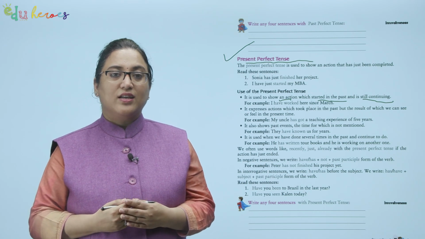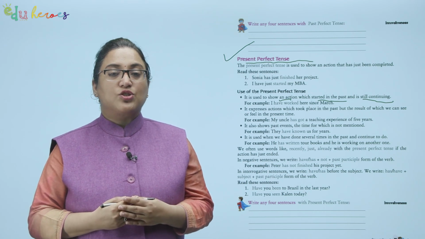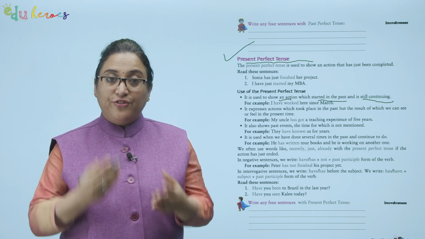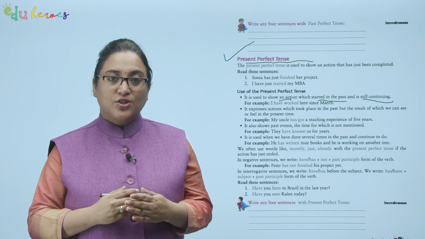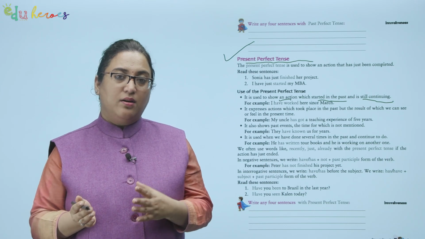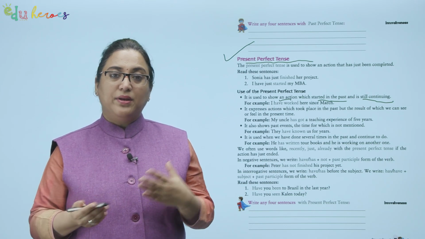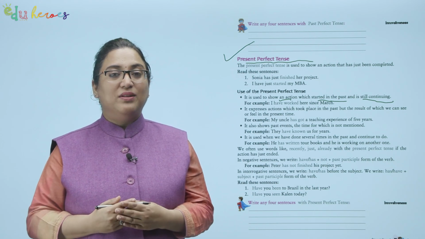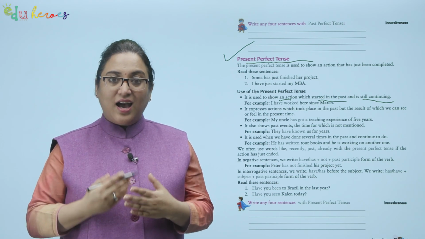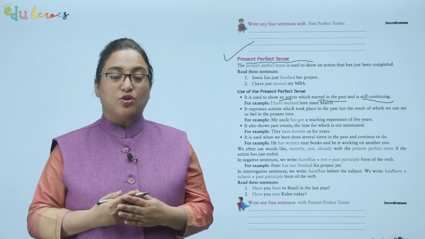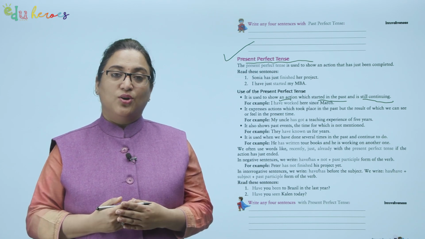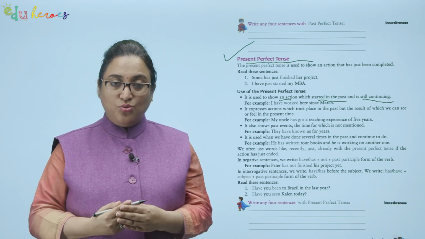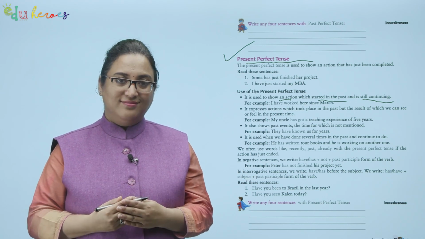It expresses actions which took place in the past but the result of which we can see or feel in the present time. So this is something between past and present. Something happened in the past, we can see the results now also. For example, my uncle has got a teaching experience of 5 years. So this experience started in the past, but it is still true or relevant now.